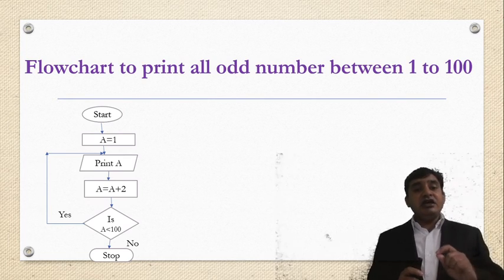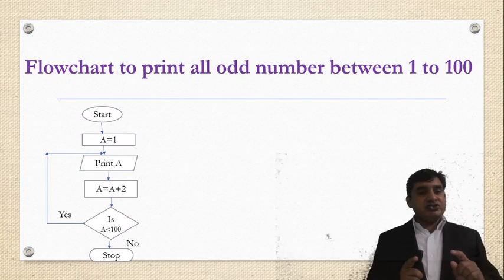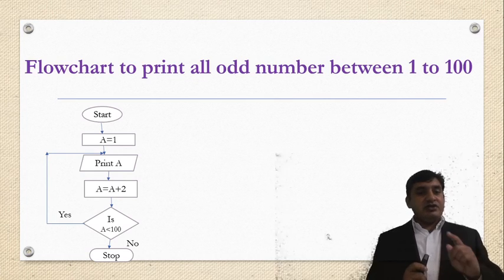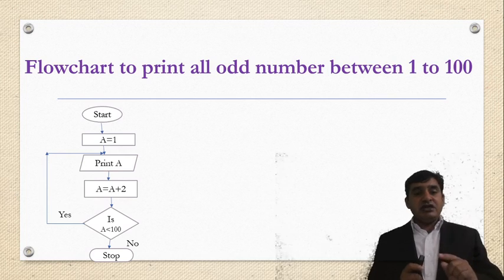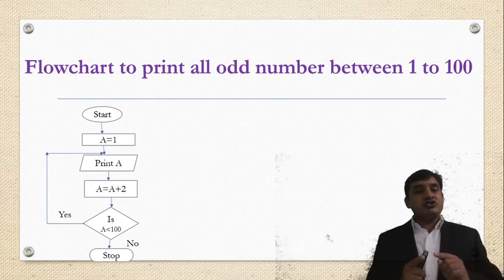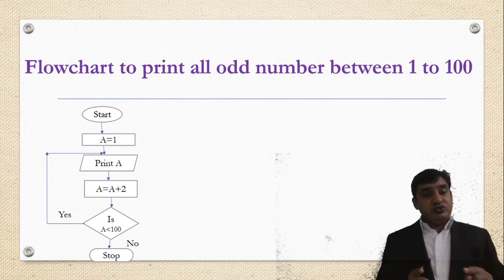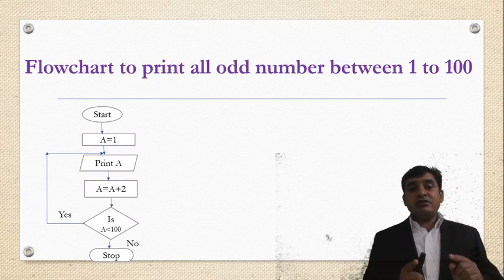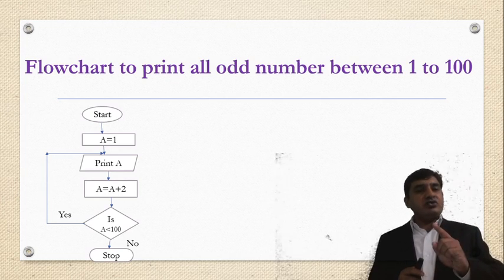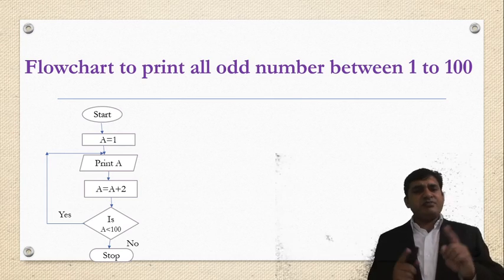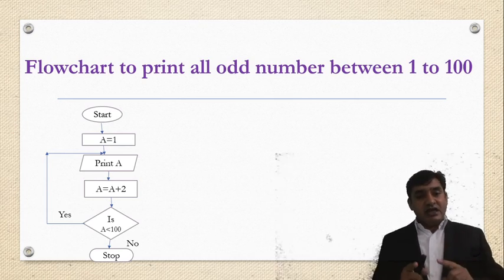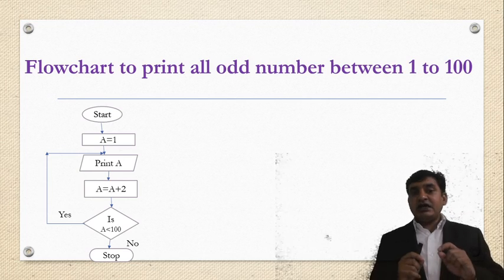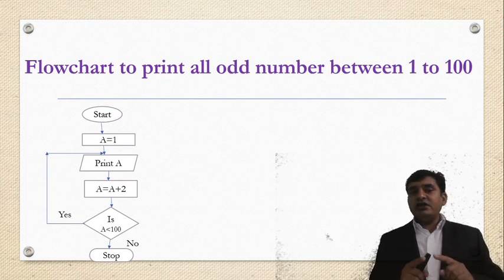This is input, so we use rectangle. Then again A, print A, this is output, so we use here parallelogram. A is equal to 1. This is a part of processing, not an input. Okay, print A, it is output, so that we use parallelogram.